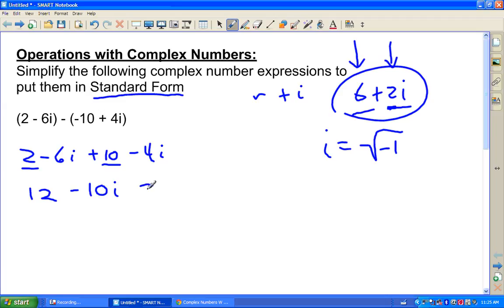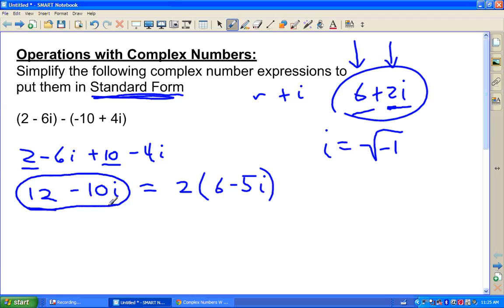So that actually is my answer. If you wanted to factor out a 2, I suppose you could. You could write 2 times (6 minus 5i). That also is true, but remember, standard form says the real number and the imaginary number are out front. So there's your final answer. Okay, that's one example using addition.